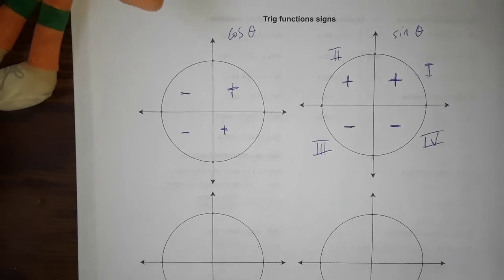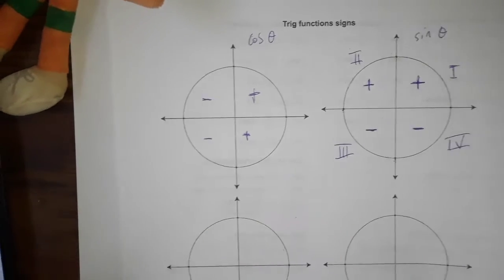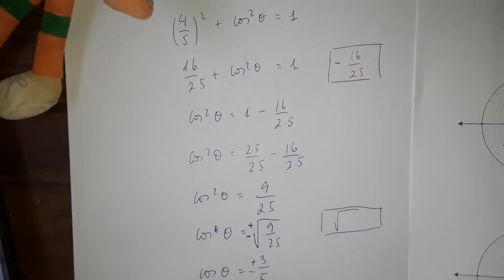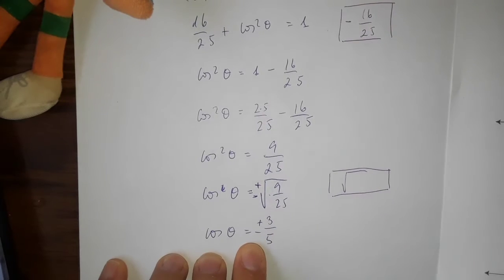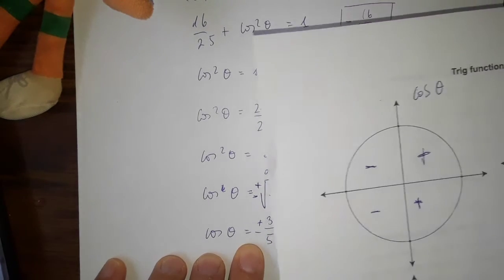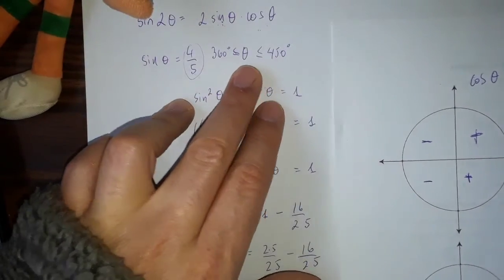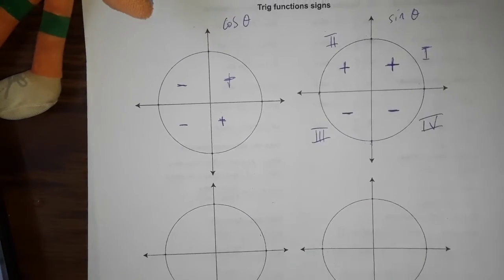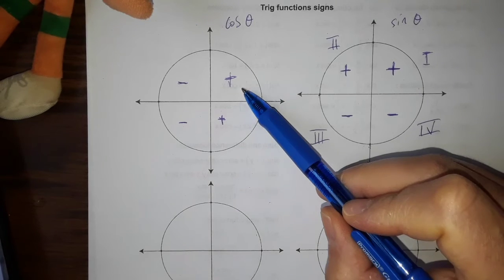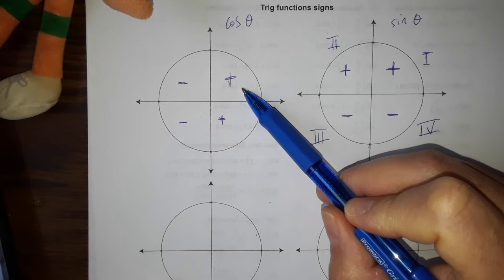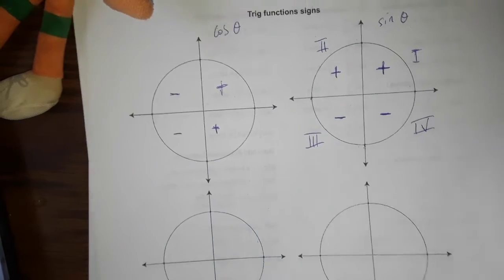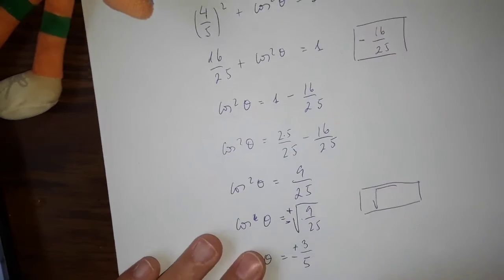Now, because we got both positive and negative as solutions, but it says that theta is between 360 and 450, which is the first quadrant. Can the cosine be negative in the first quadrant? No, it can't. And because it can't, there's only one possible solution. It's the positive one.